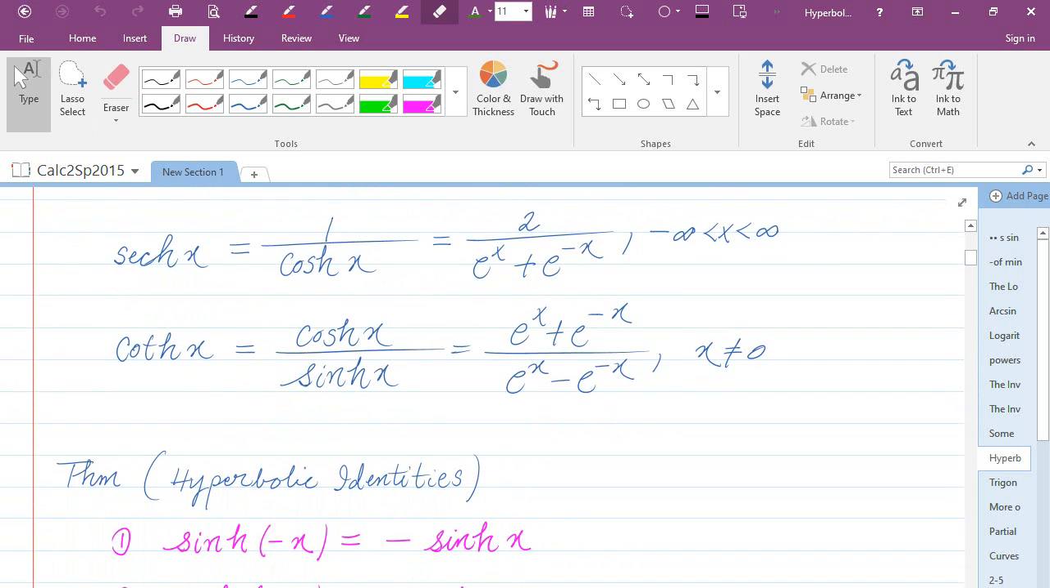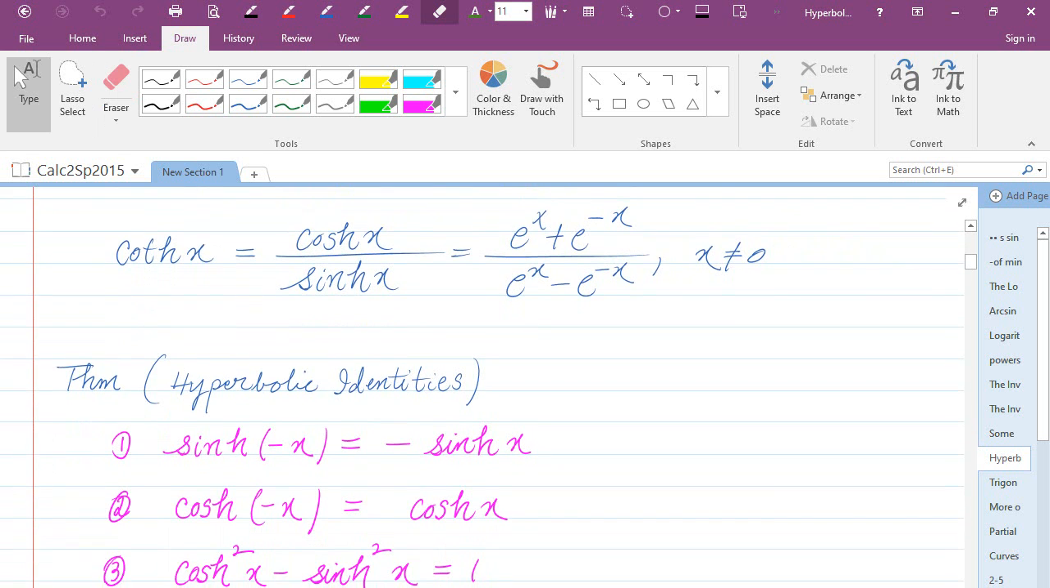Hyperbolic secant of x is defined to be 1 over hyperbolic cosine of x, which is 2 over e to the x plus e to the minus x. Here x could be any real number. Hyperbolic cotangent of x is hyperbolic cosine over hyperbolic sine of x, which is given by this formula here. Again, the denominator is 0 when x is 0, so the domain would be all real numbers except 0.